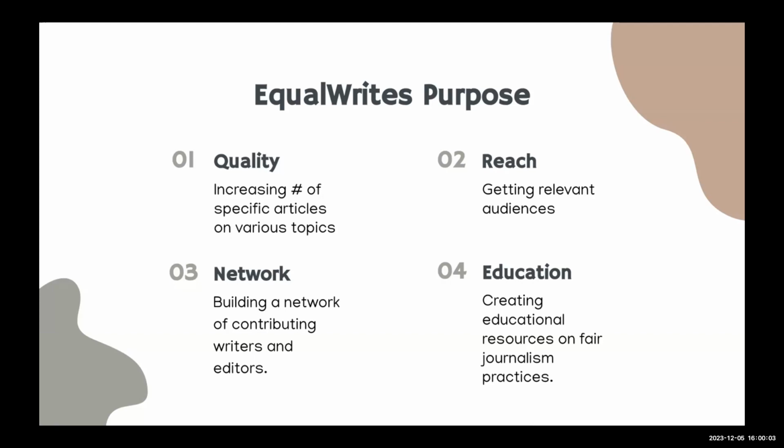Three is building a network of contributing writers and editors, and not even just writers and editors, but those who are consuming the articles and information we have. And four is educating, so creating educational resources on fair journalism practices. I think nowadays there have become a lot of barriers to entry to fair journalism, and people don't respect you if you don't have a million degrees or a PhD in a certain matter or field.